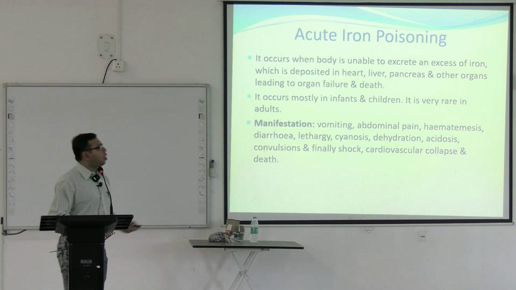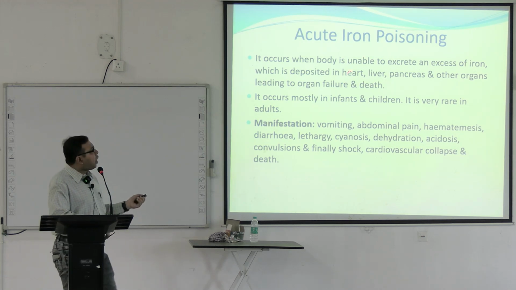Acute iron poisoning occurs when the body is unable to excrete an excess of iron, which is deposited in the heart, liver, pancreas and other organs, leading to organ failure and death.